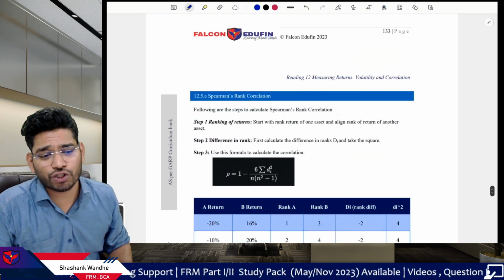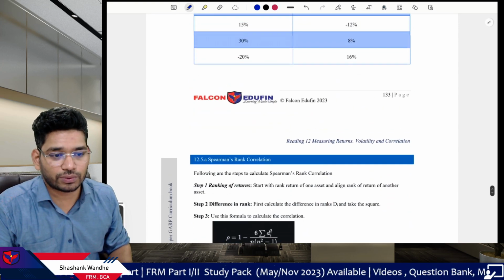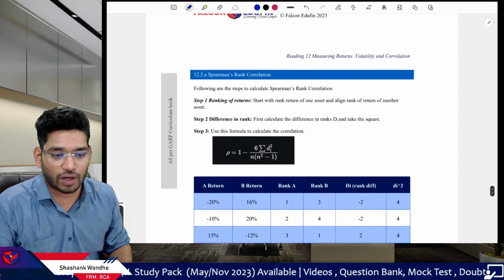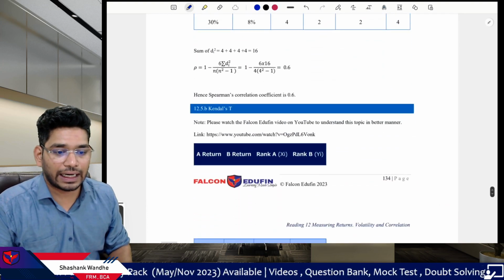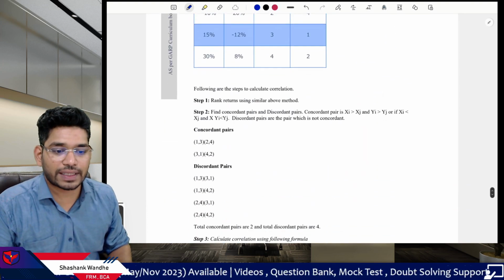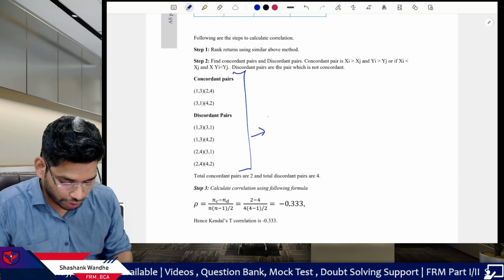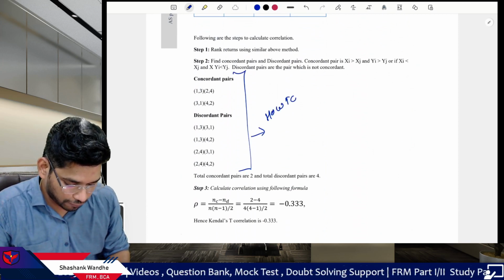Then Spearman's correlation coefficient: you should be able to calculate Spearman's correlation coefficient, or rank correlation coefficient, and Kendall's tau correlation coefficient. We are using exactly the same table. These pairs are very, very important. You should know how to find pairs.